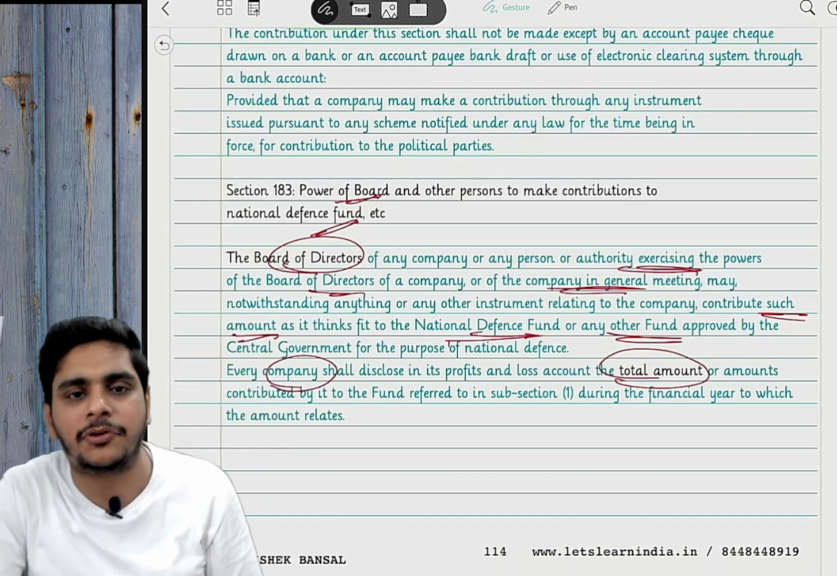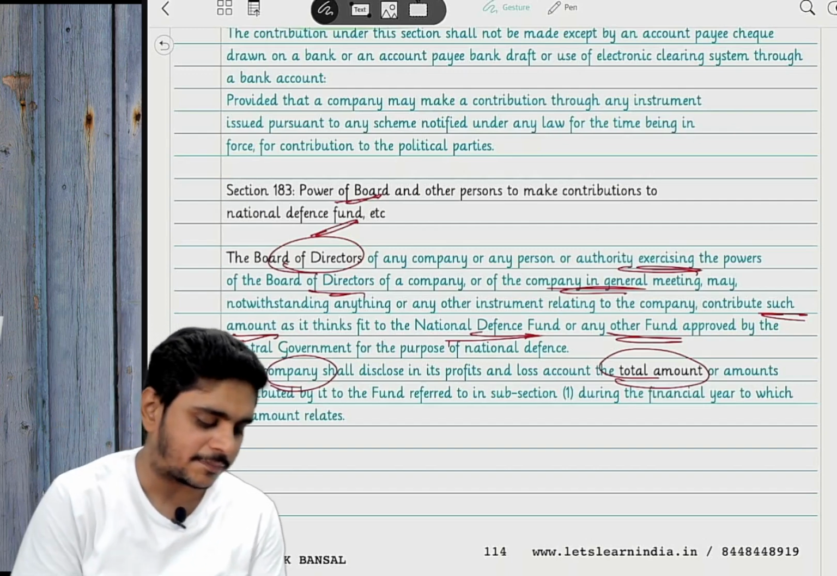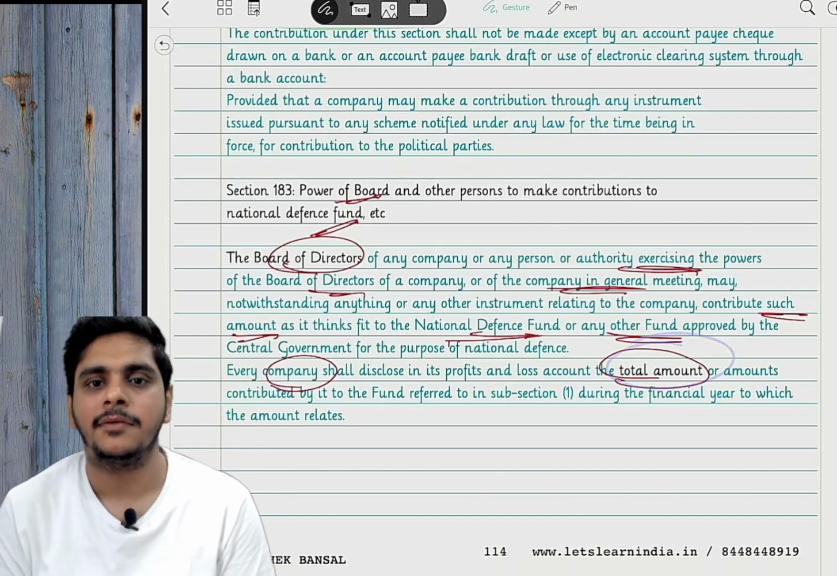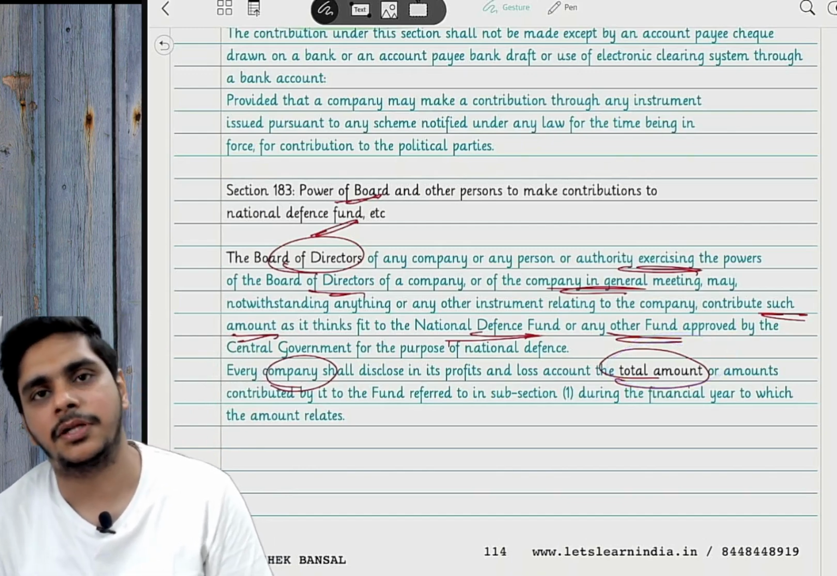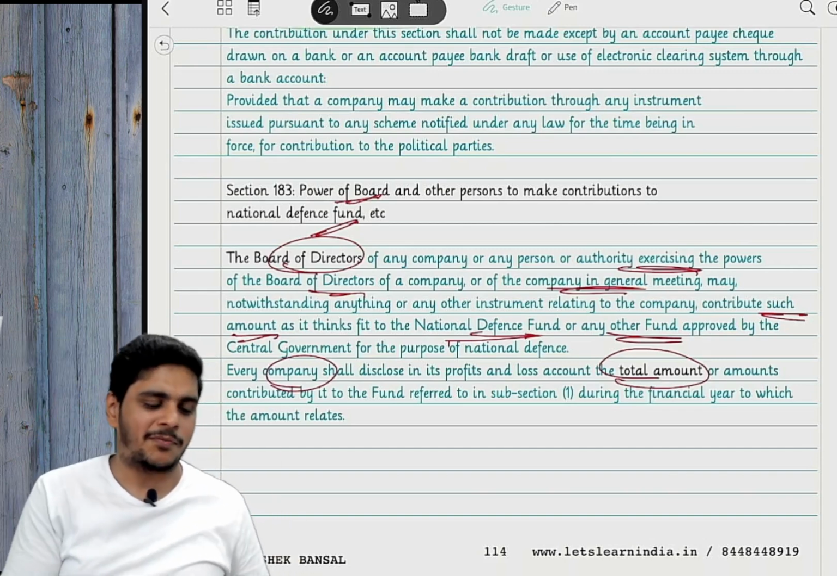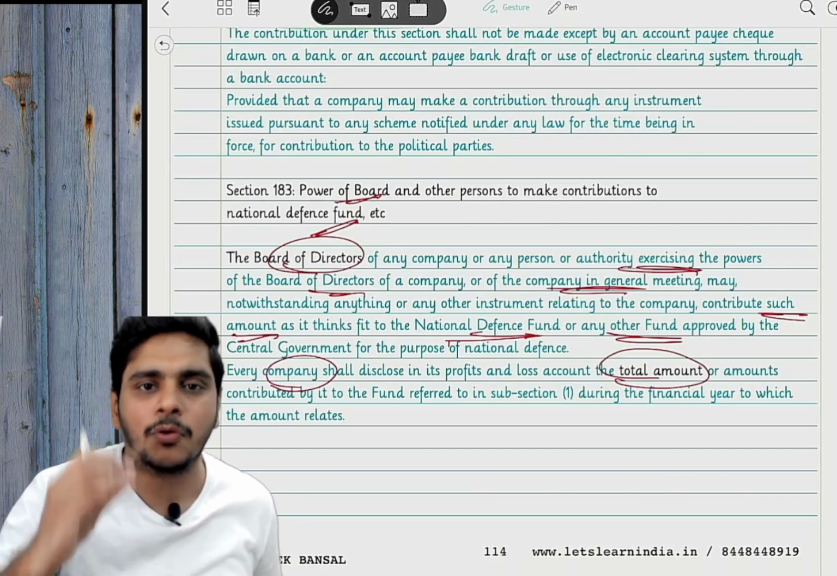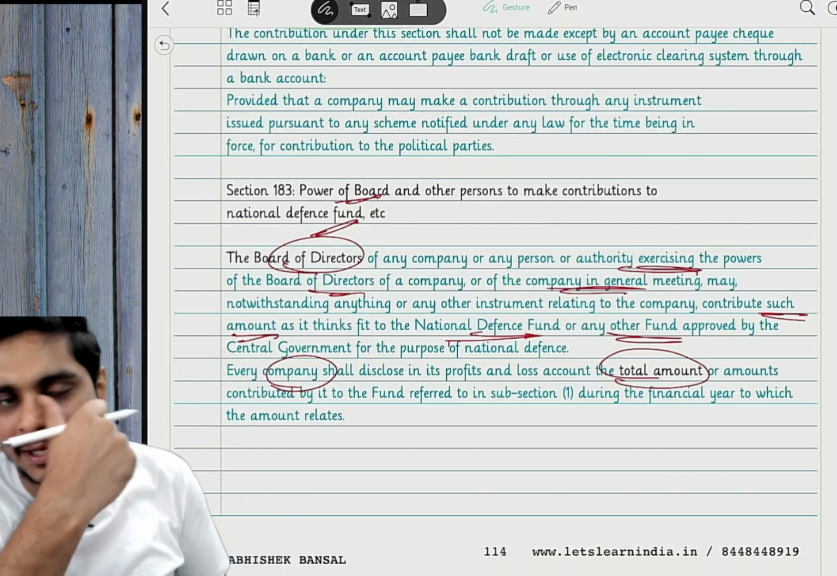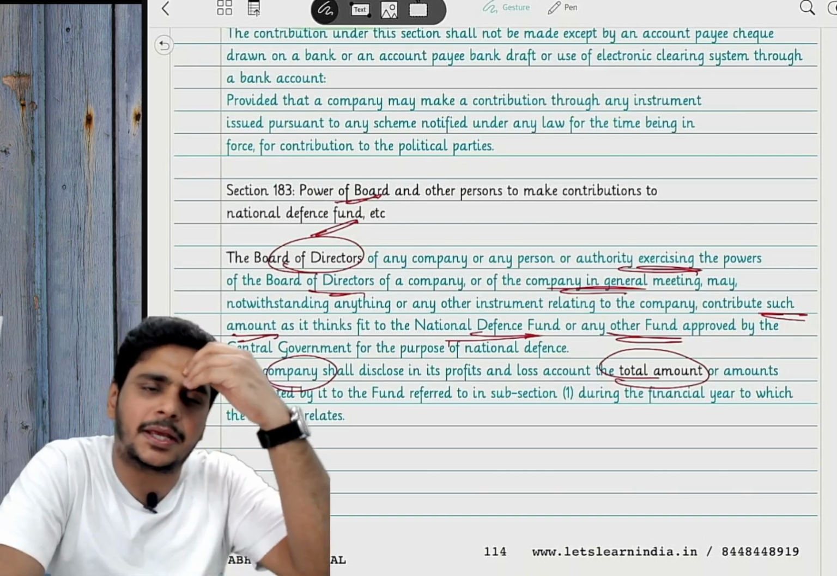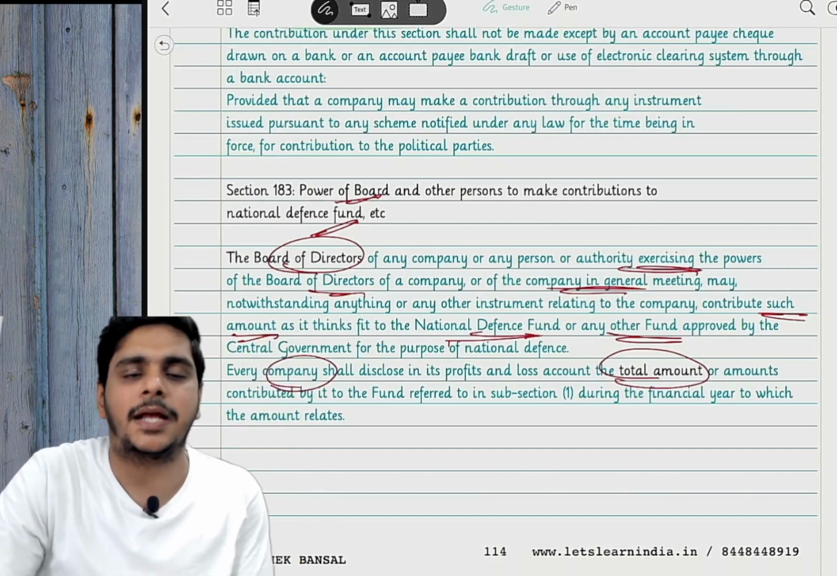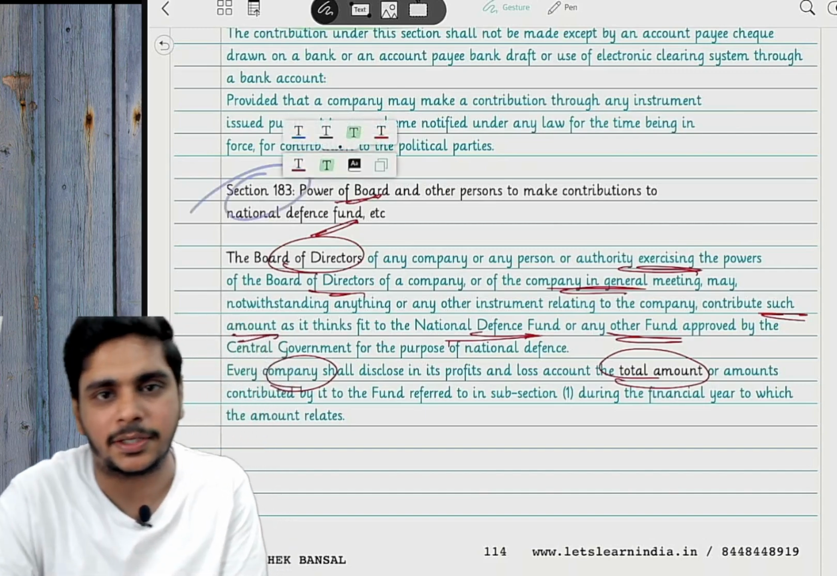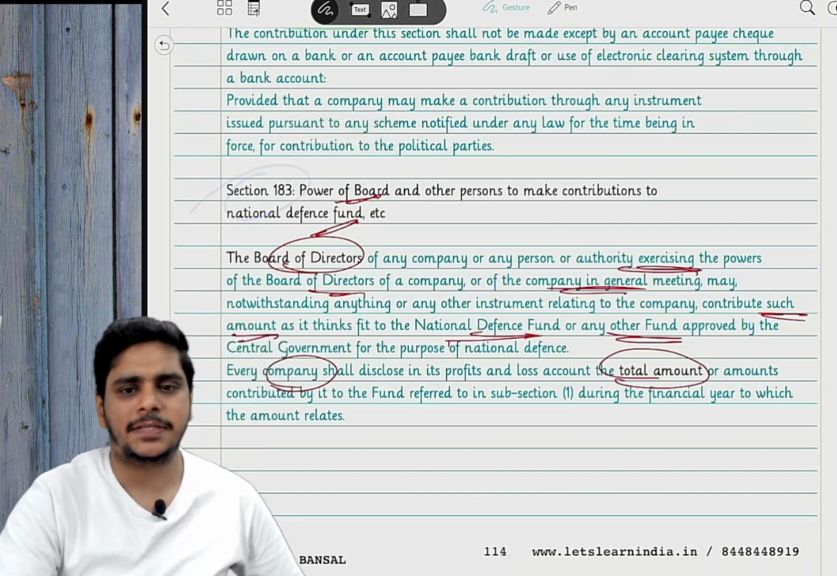Now for the government you are contributing, so every company shall disclose in the P&L the amount or amounts so contributed to the fund during the financial year to which such amount relates. So you need to just disclose in the P&L. So no rule, no board power, no member, anything can happen. Board can contribute, board can delegate it to the committee of the board of directors, they can give it to the members, anybody can contribute. Okay. So this is basically National Defense Fund. Contribution to National Defense Fund section is 183. Okay. Read. Very simple section 183.